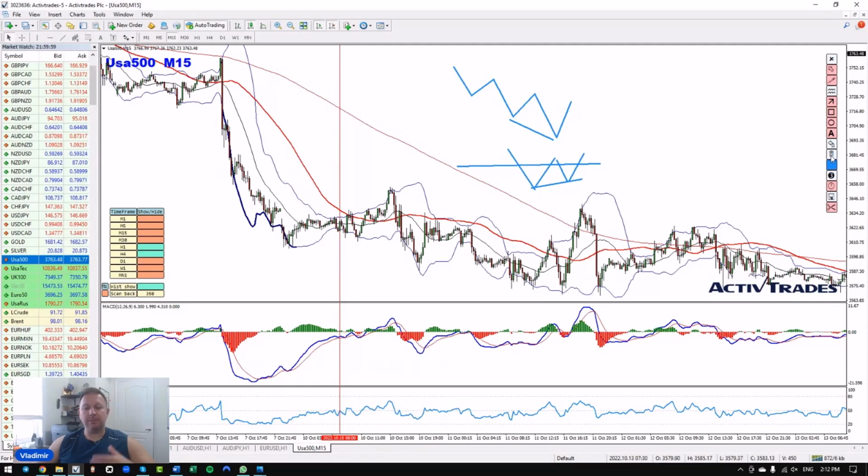This is a brief explanation of the divergence, the basic divergence, negative and positive divergences. Negative is bearish, positive is bullish.